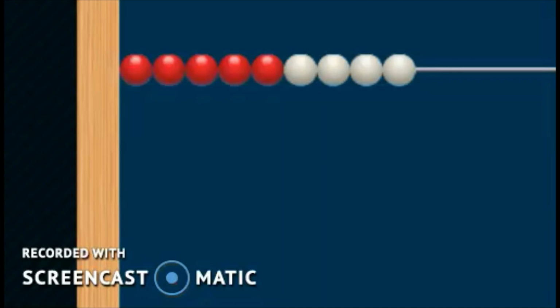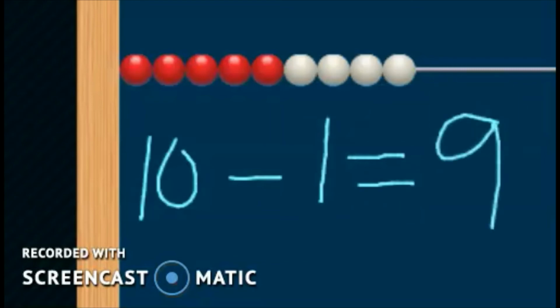If you were thinking 10 minus 1 equals 9, you thought correctly. We started out with 10 beads, I took 1 away, and there are 9 left. And I also see that in that number 9, there are 5 reds and 4 whites. That helps us to visualize our 5 groups a little bit better.